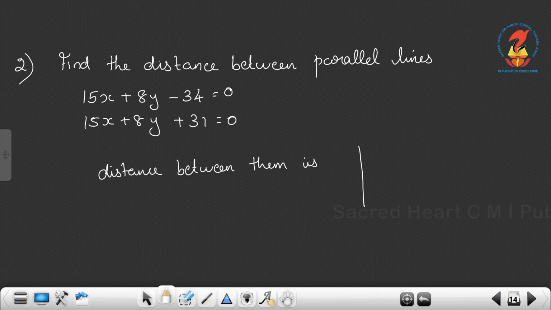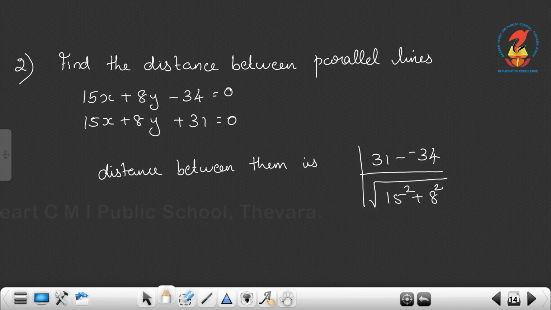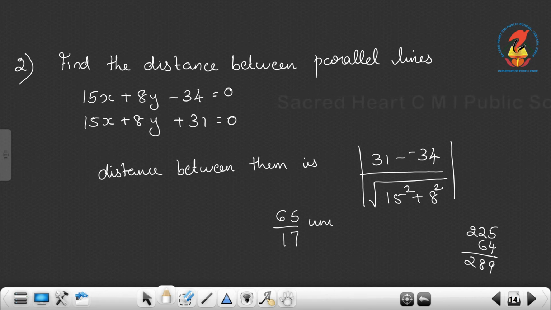C2 minus C1 by root of a square plus b square. So 31 minus 34, or you can do minus 34 minus 31, by root of 15 square plus 8 square. That is equal to 65 by, okay, so it is positive, no need of modulus. 65 by root of 15 square is 225 and 64, that is 289. 289 is 17 square, so 65 by 17 unit. That is the distance between them.